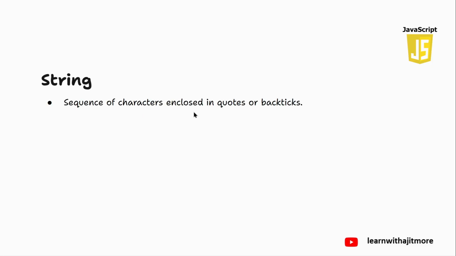So a sequence of characters enclosed in quotes or backticks also. Quotes means single quote or double quote, both will do. And there is one concept called backtick. If you see on the keyboard, there is one tilde sign. There only one backtick is there. There is a speciality about backticks. Single quote is different, double quote is different, and backticks are different. On your keyboard, you can see there is a tilde sign like this, and then backtick.